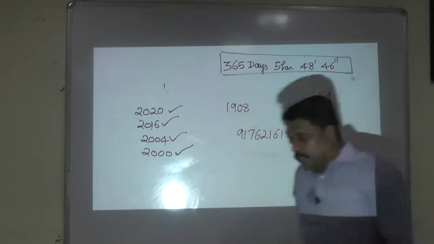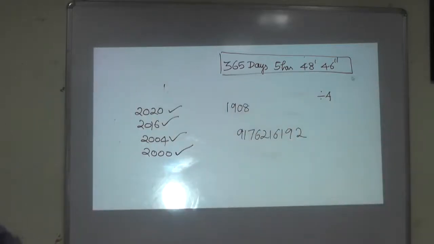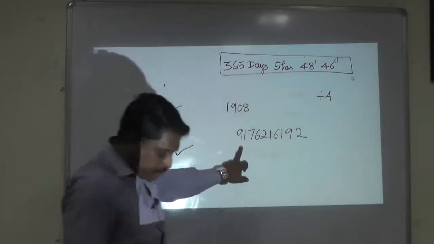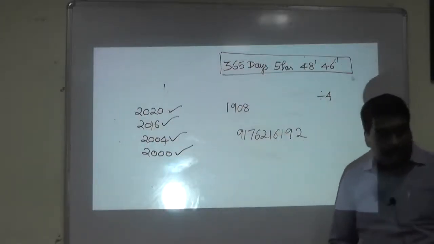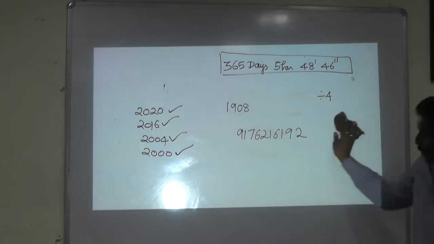Right. I have given you a number, right? You tell me whether this given number is divisible by 4 or not. Yes or no? How do you say? Very good. Right? This is my phone number, my friend.